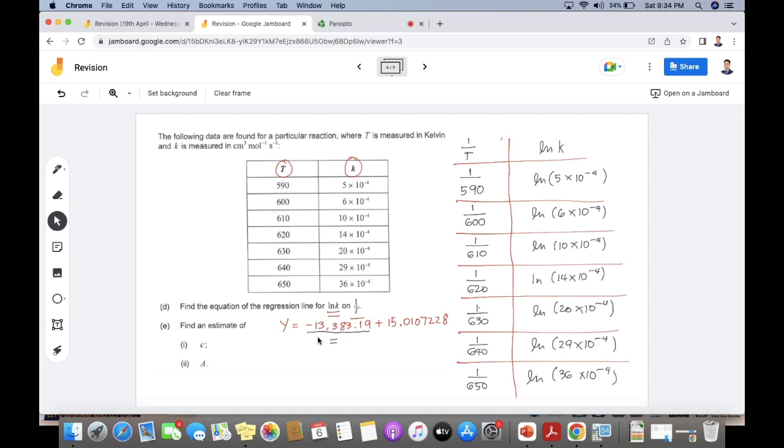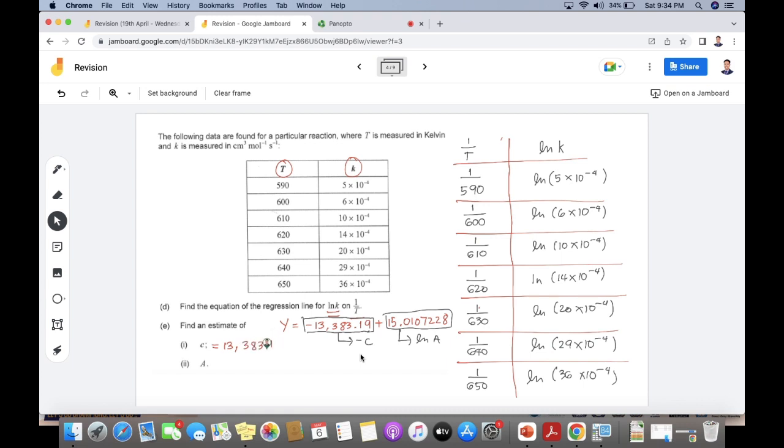Sorry, this one, so that you won't be confused. Let me just put it inside the box, because if I do it like that, you might think it's a division. This one is actually equal to negative C, whereas this one is equal to ln of A. So negative C is equal to this, therefore C will just be equal to the positive of this. So we can eliminate the negative symbol. So C now is equal to 13,383.19.